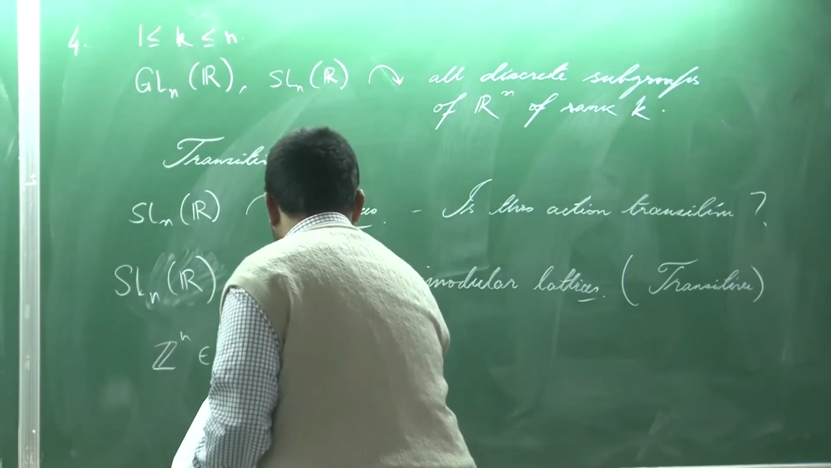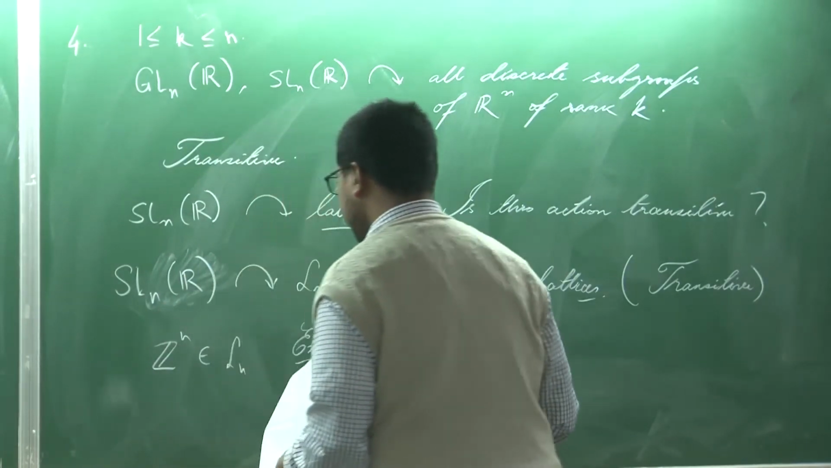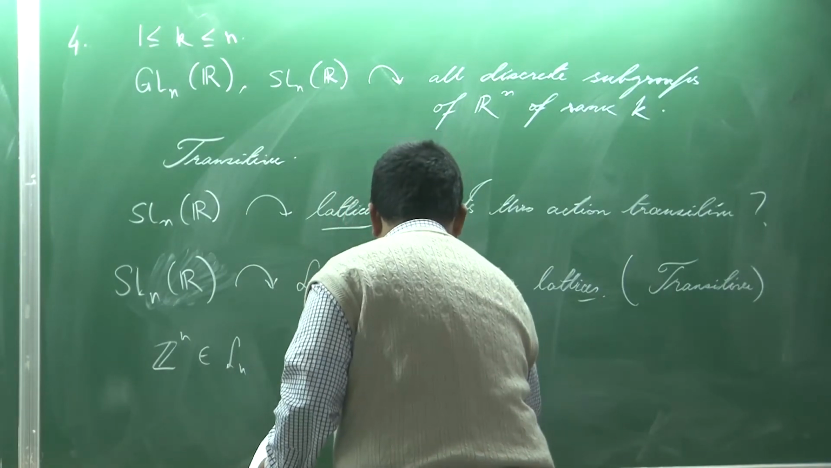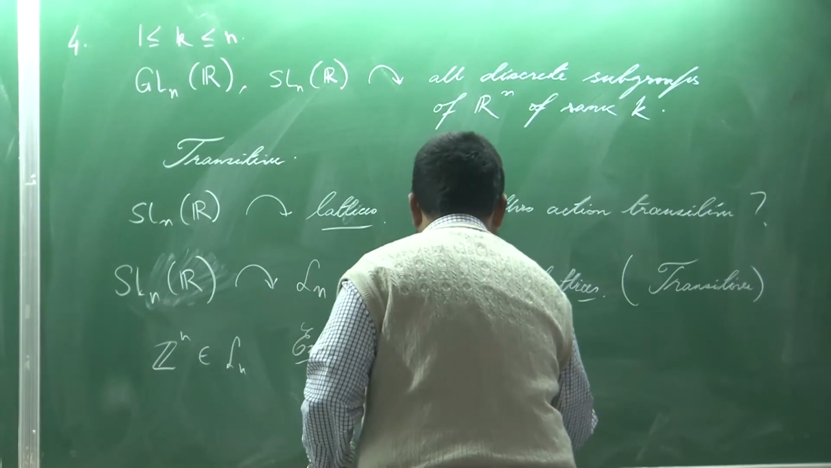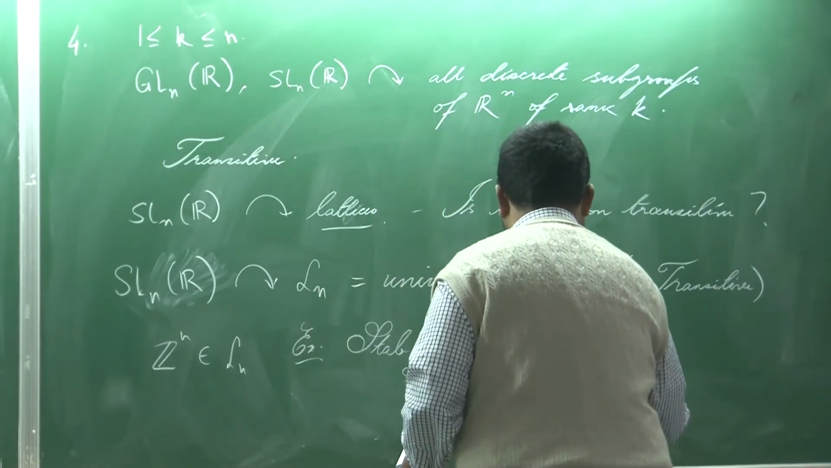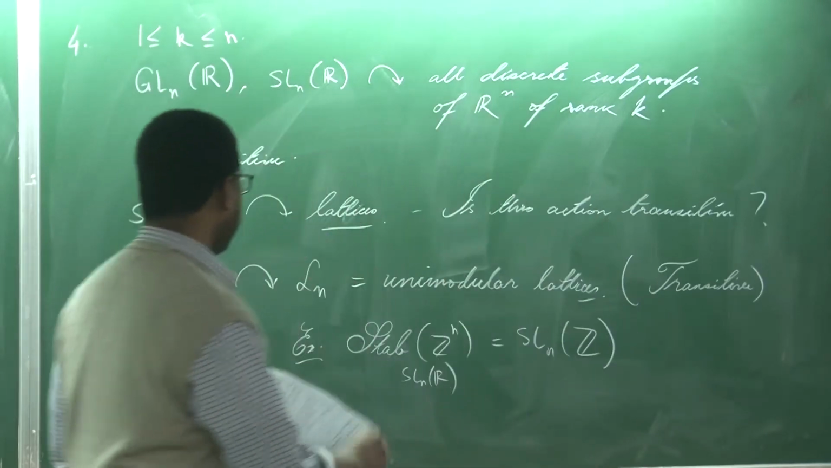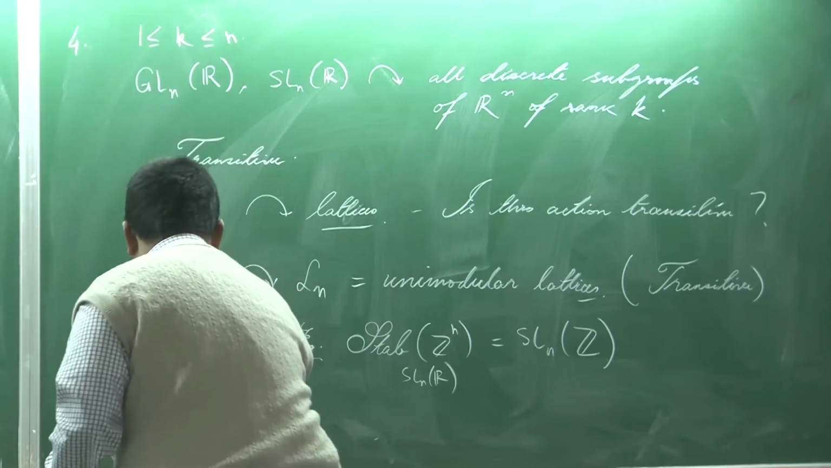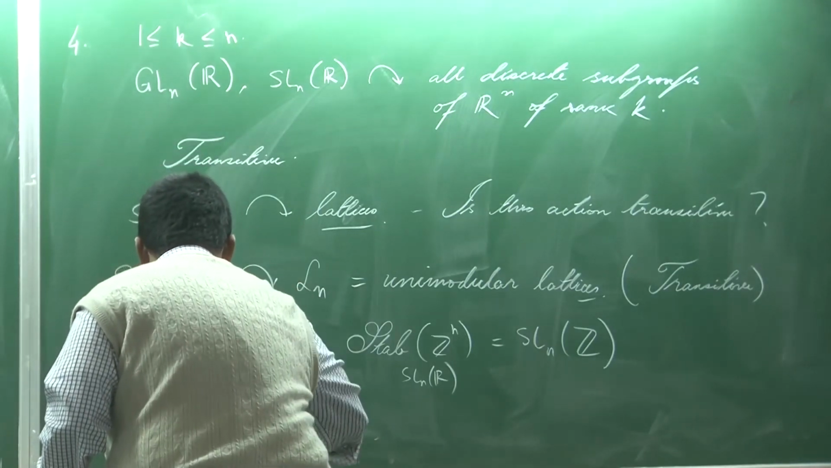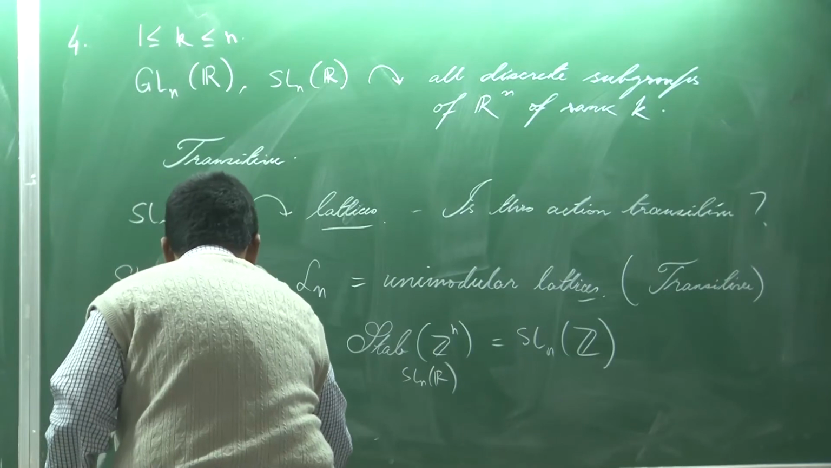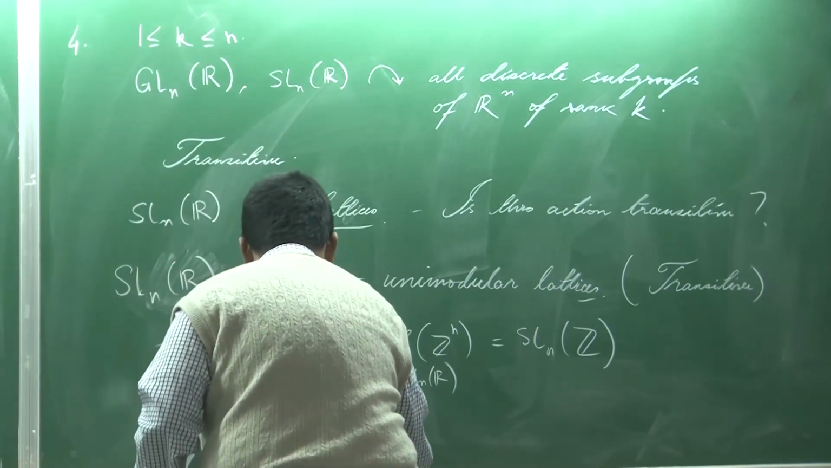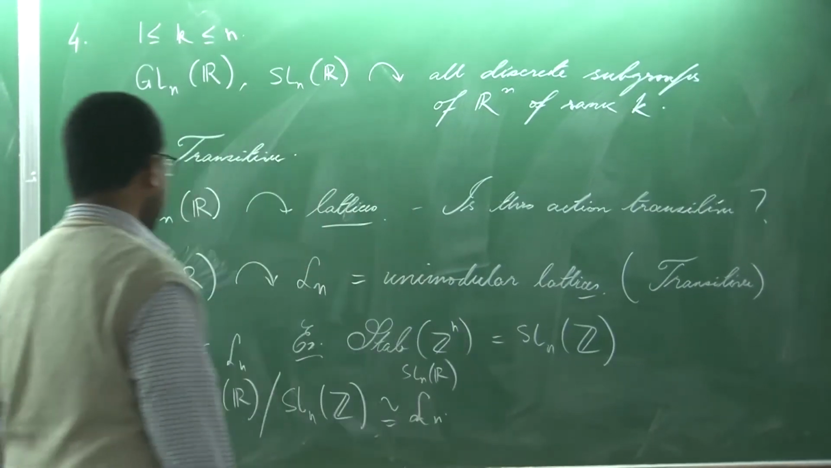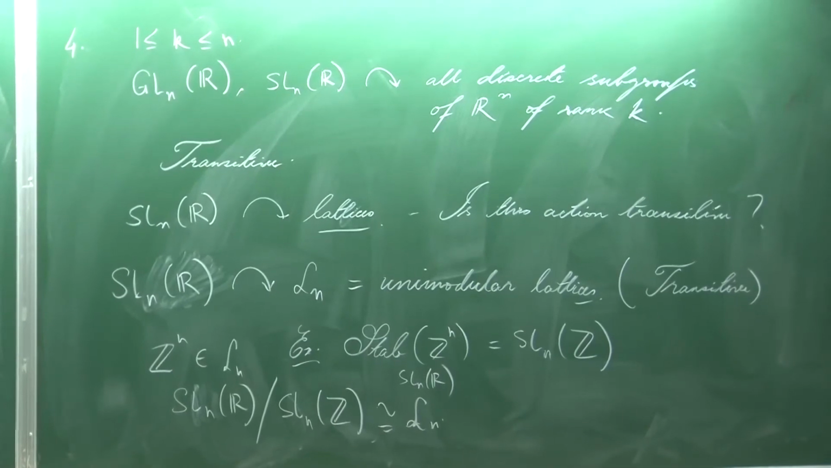Maybe I can leave it as an exercise, as a direct verification. The stabilizer of Zn is nothing but SLnZ. That is quite easy to see. You can verify that. And now in view of this, we have this identification of Ln with SLnR modulo SLnZ.